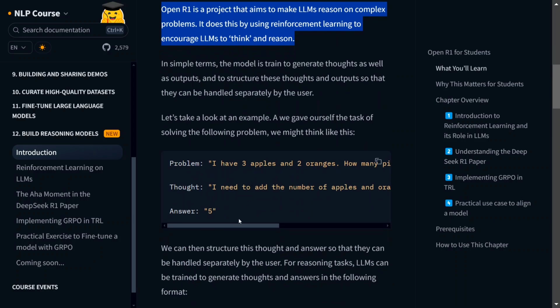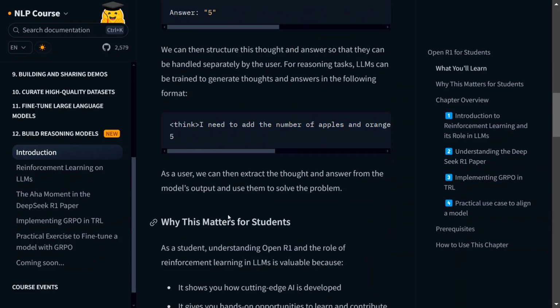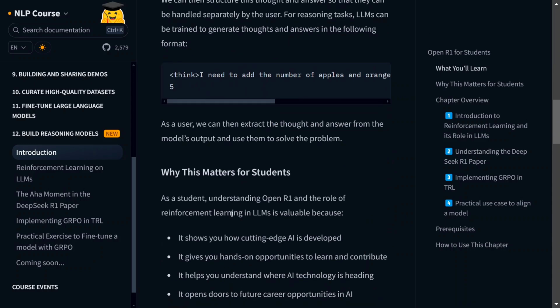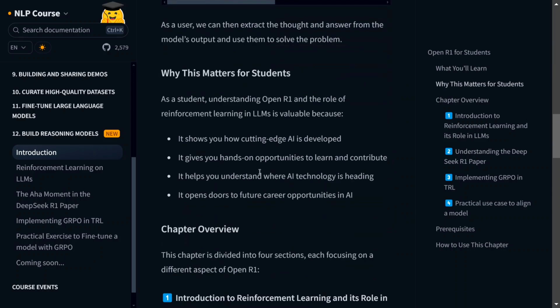First of all, as you can see here, they are starting off with the basic example, and then eventually they would be showing everything. Why does it matter to students? It shows you how cutting edge AI is developed. It gives you a hands-on opportunity to learn and helps you understand where AI technology is heading. I think reasoning models are now a backbone and are very necessary. It opens the door to future career opportunities in AI.